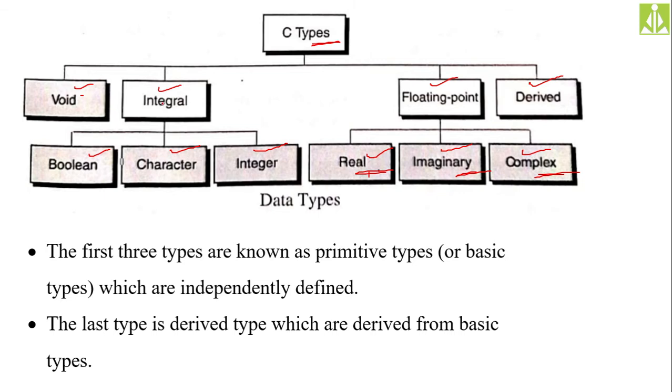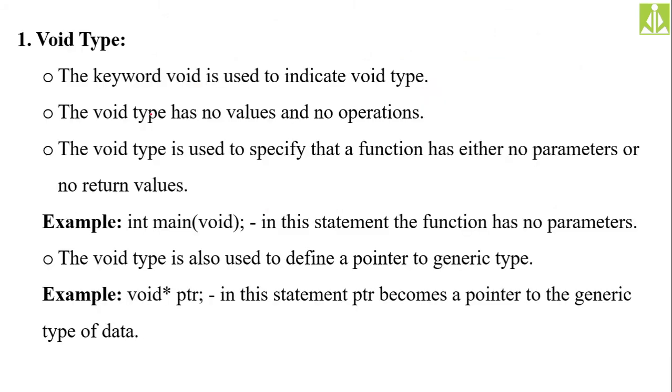In today's session we'll study void, integral, and floating point. It is not possible to complete the derived type in a single class; rather, we'll discuss derived types throughout this semester. Derived types are your arrays, pointers, structures, unions, and functions. So let's quickly start the concept of data types. We'll go with the void type.